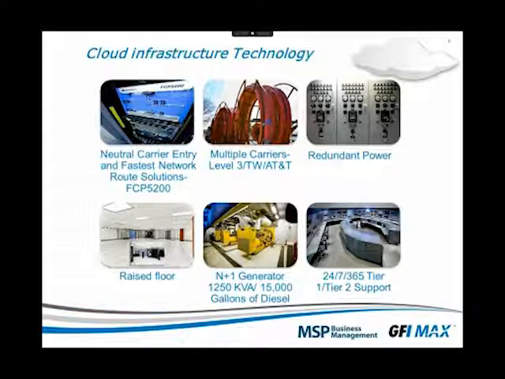Cloud infrastructure technology, from our perspective, is defined by environments that have neutral carrier entry points, multiple carriers, and redundant power. For the facility that we're in, we have traditionally utilized raised floor space. We're also now in DC4 utilizing cold aisle technology that's used by Facebook and Google. Triple redundant power, as you can see by this picture, is not typical of what's at most client sites. And of course, to oversee that, 24/7 support from services that emanate from our network operations center.